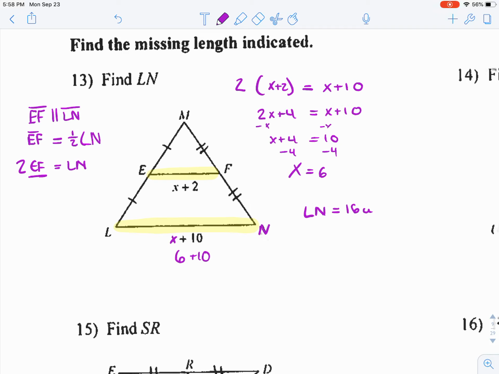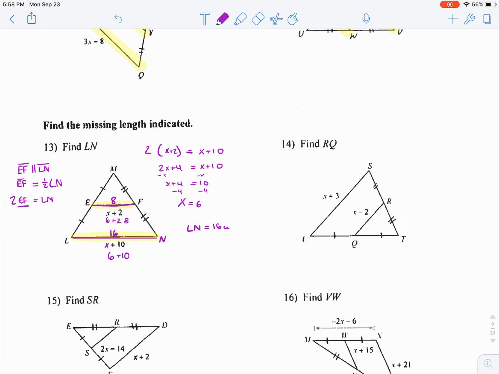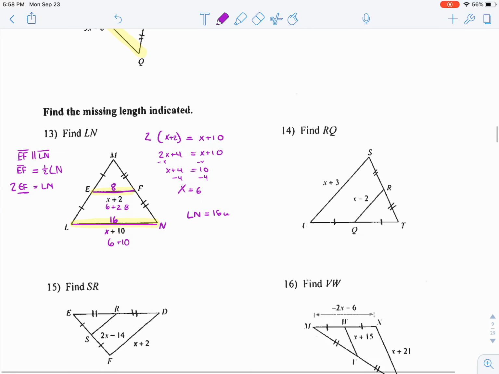Now let's plug in 6 here. 6 plus 2 is 8. EF is 8, LN is 16. This checks out with what we would expect. The mid-segment is half as long as the third side. This is what you're going to do to set up for the rest of these problems.